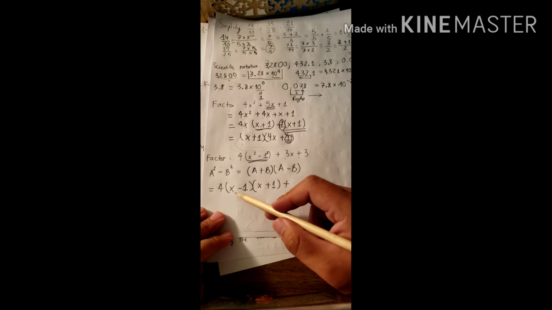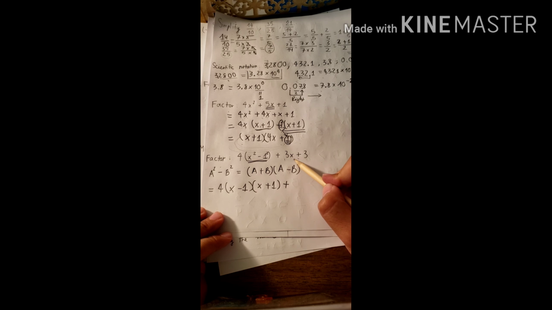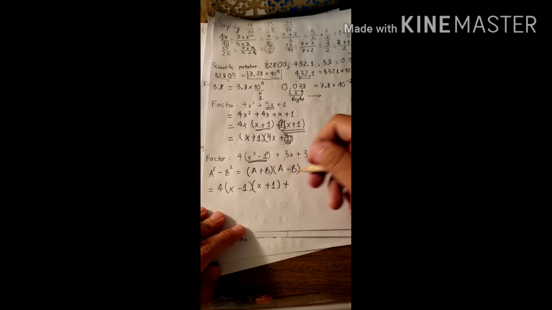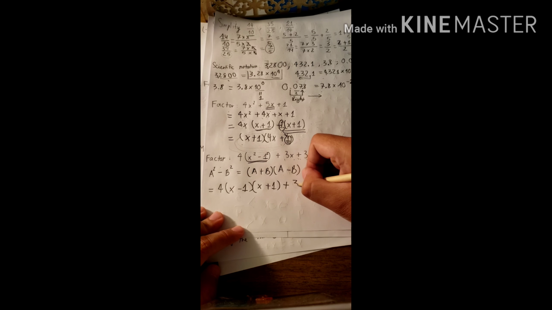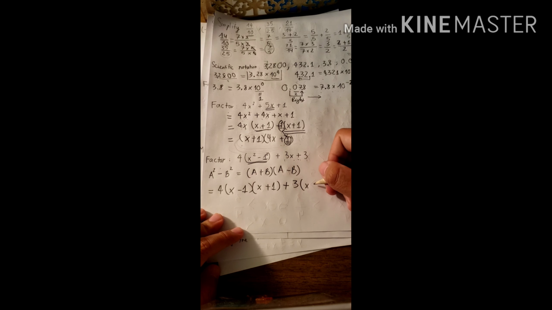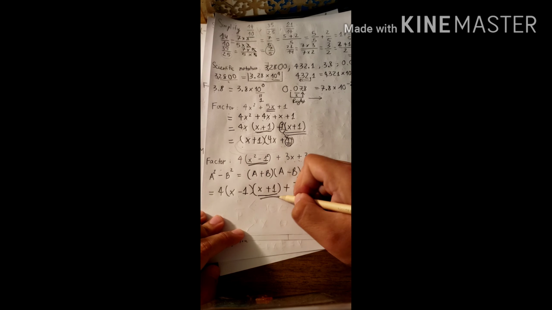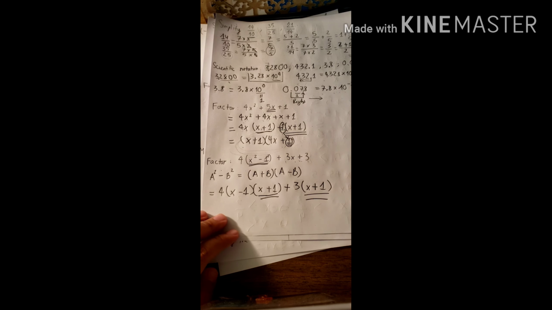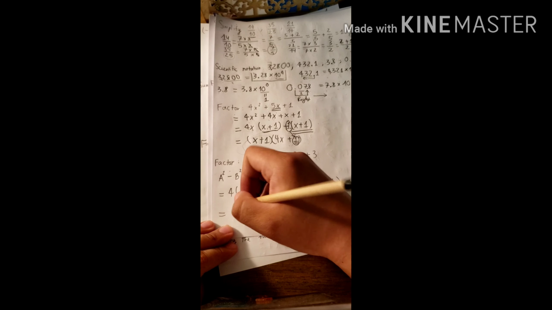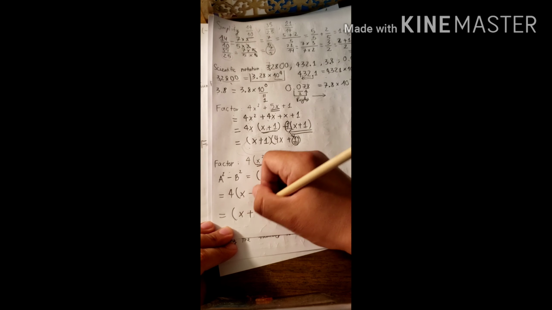That's why we have the common factor with 3s plus 3, because 3s plus 3 is 3, open the brackets, s plus 1 in here. We have the common factor in here, so that we can do the final.